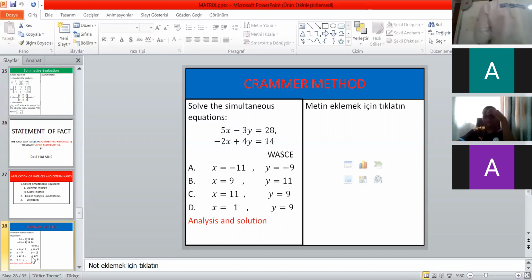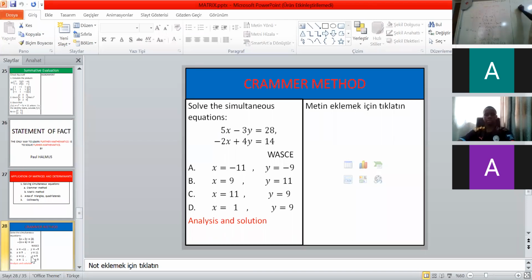How do we find y? You do the same thing. Delta y. In place of the coefficient of y, copy and paste this here. And I have 5, minus 2, 28 against 14. I hope you are getting it.